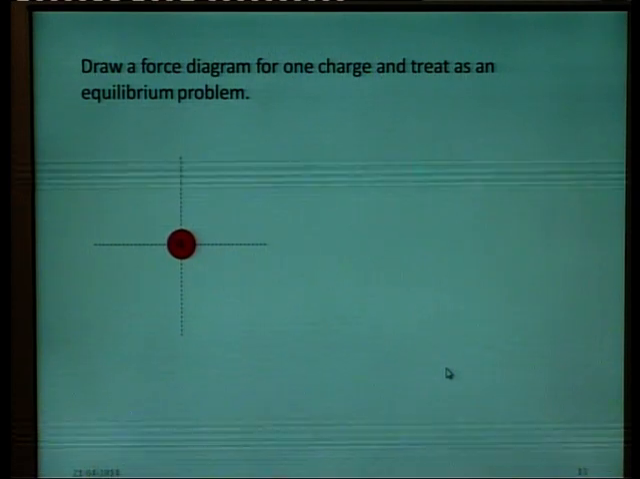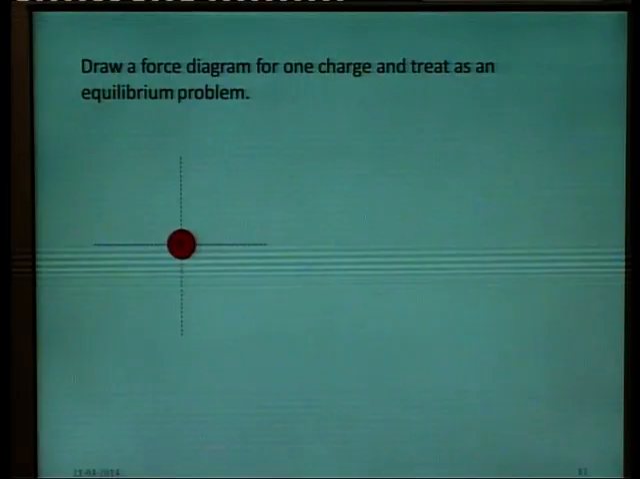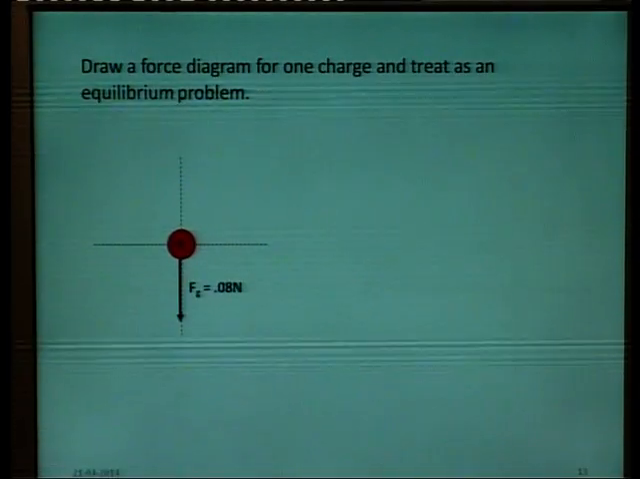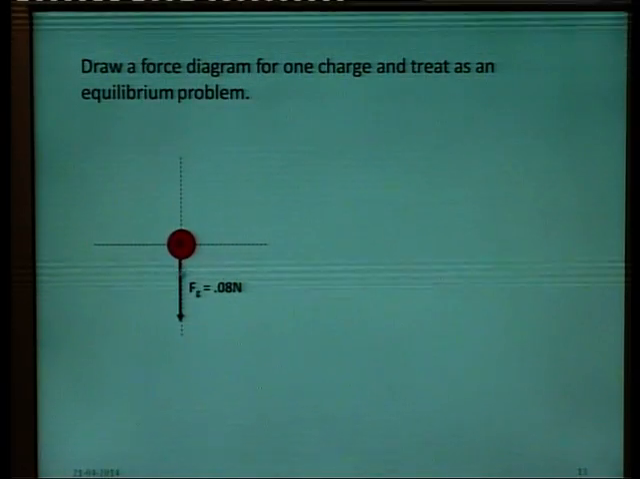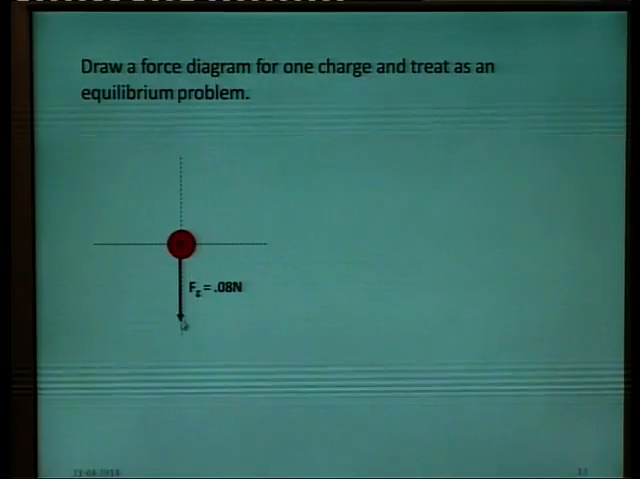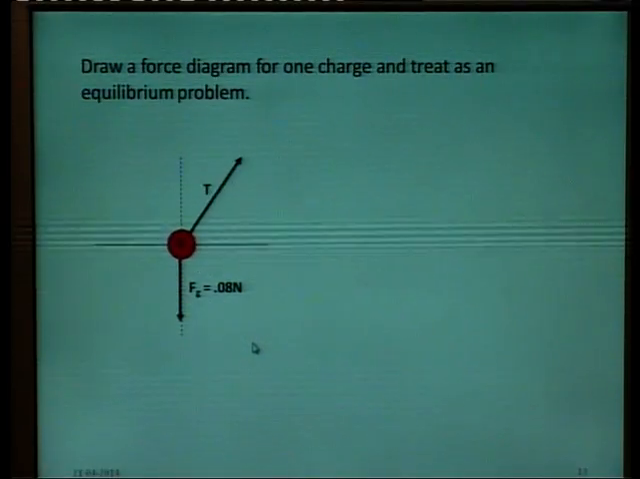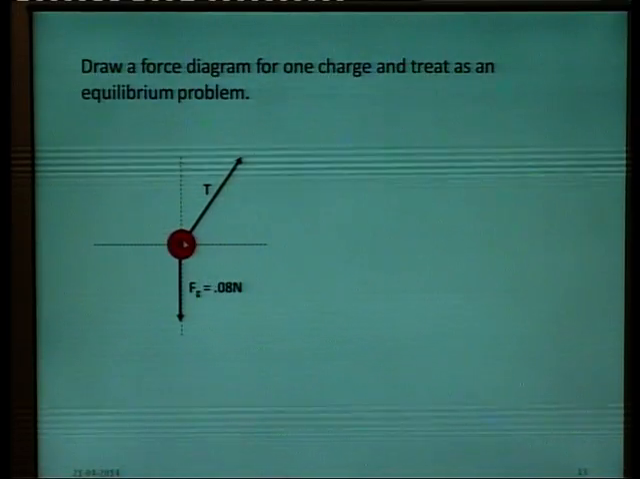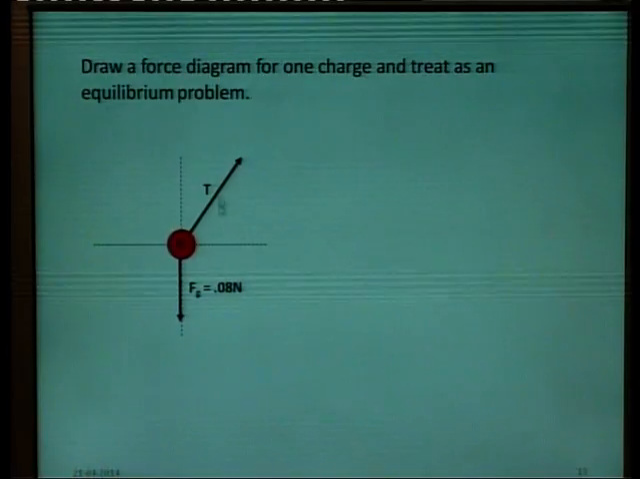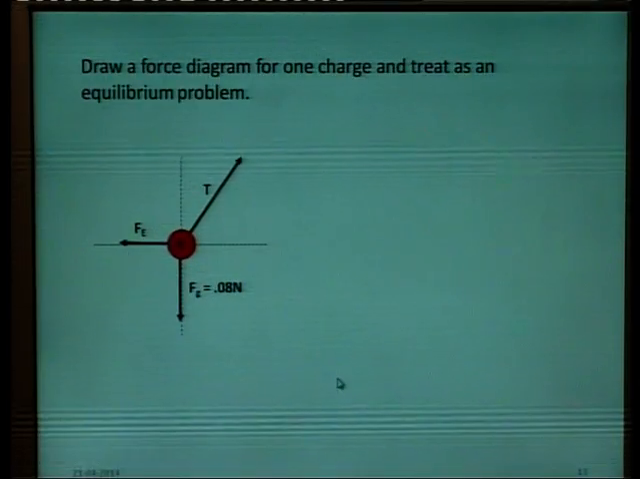Now, let us draw the force diagram for any one of the charges and consider that this charge is in equilibrium. What forces are acting? Weight of the object, Fg equal to 0.08 Newton. Then this charged ball is tied with a thread, tension in the thread, and then electrostatic force Fe.